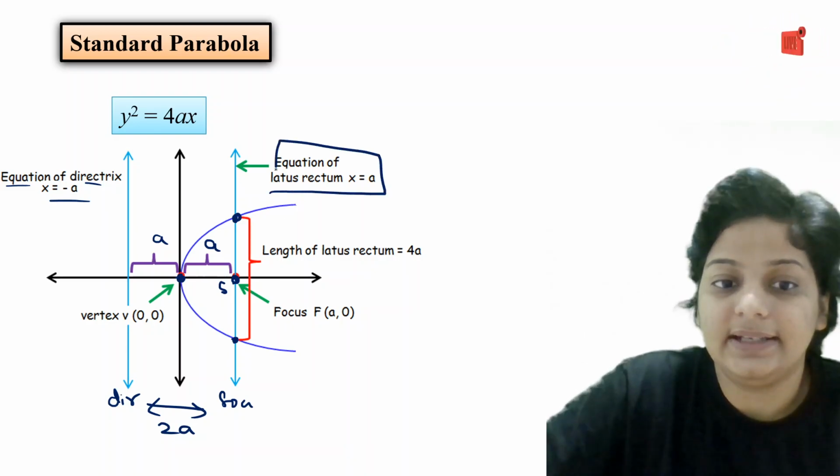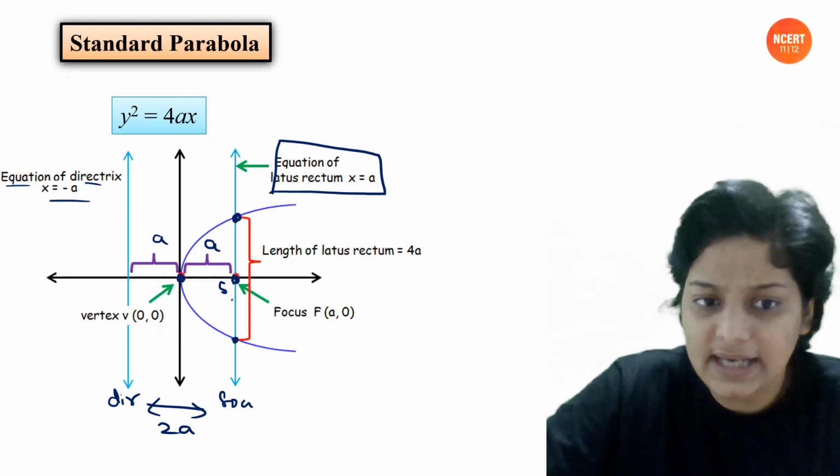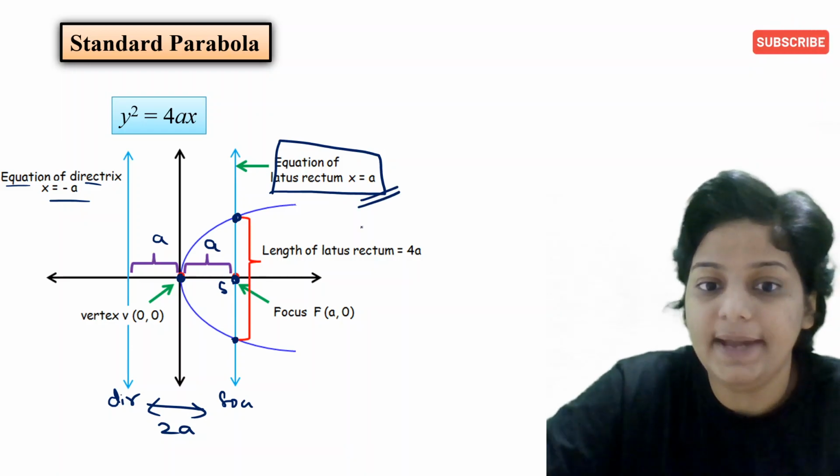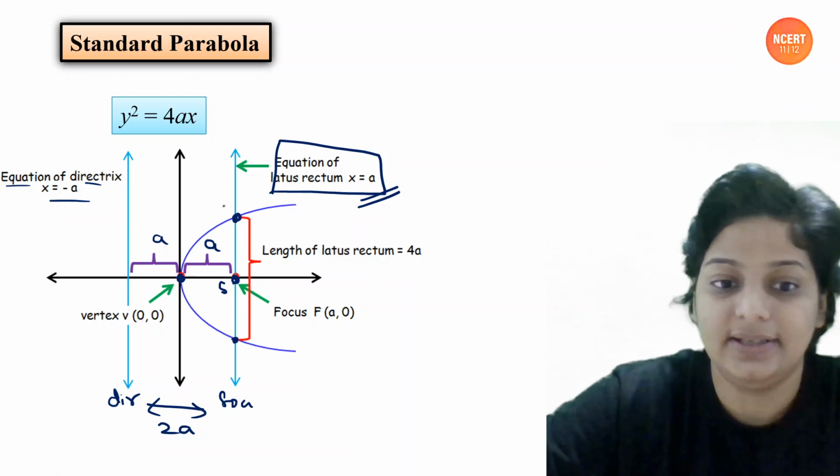Equation of latus rectum. Latus rectum is passing through the focus and perpendicular to the axis. तो ये लाइन का इक्वेशन क्या होगा? x is equal to a. So x equal to minus a is directrix, x equal to a is latus rectum.